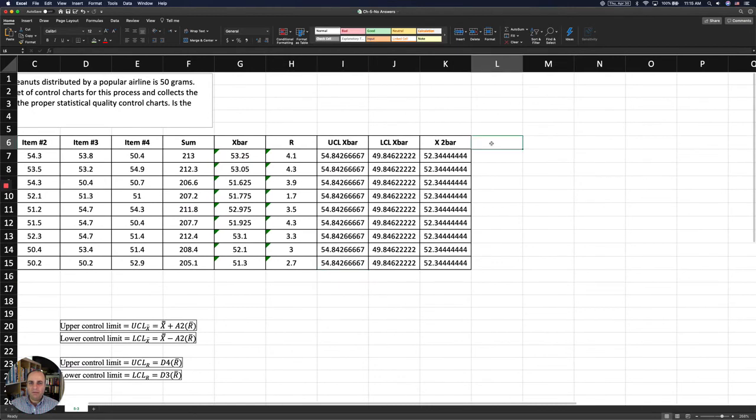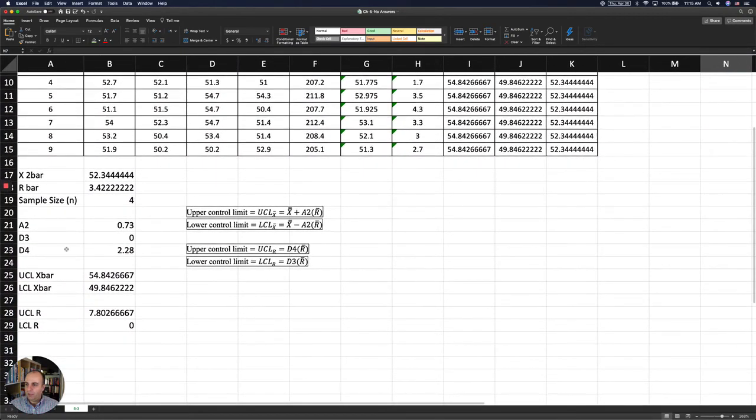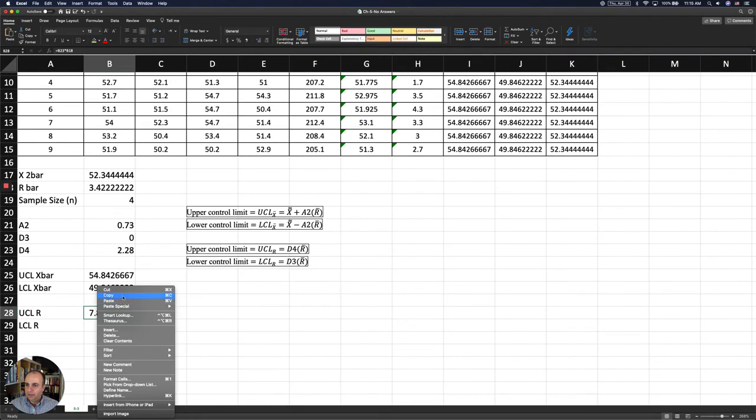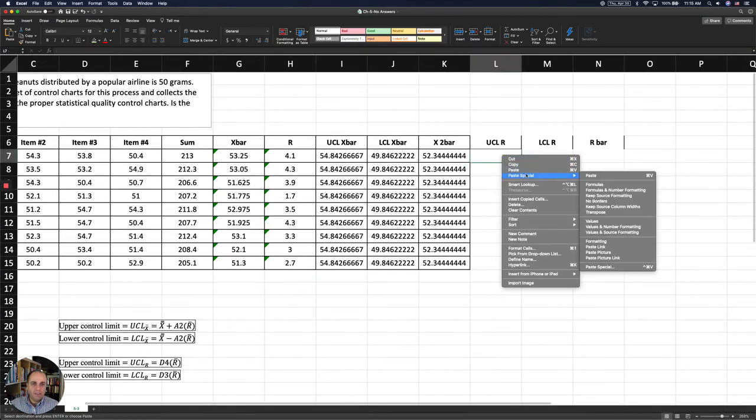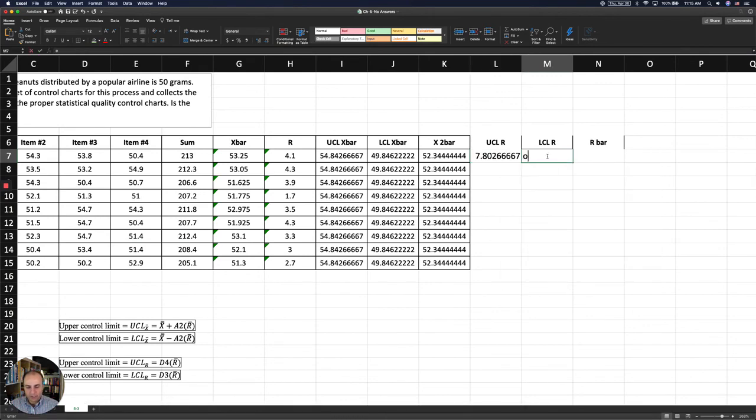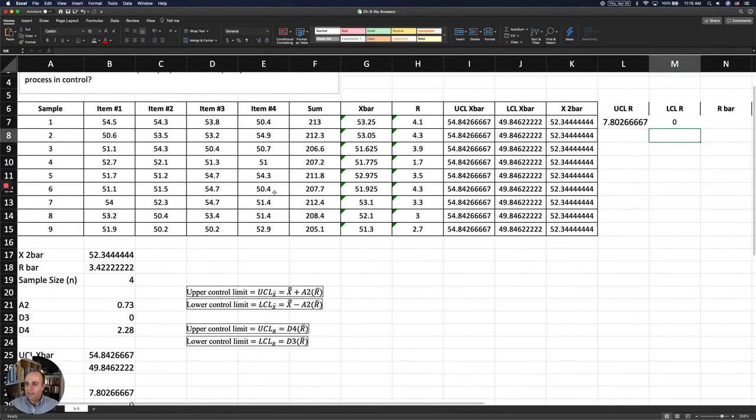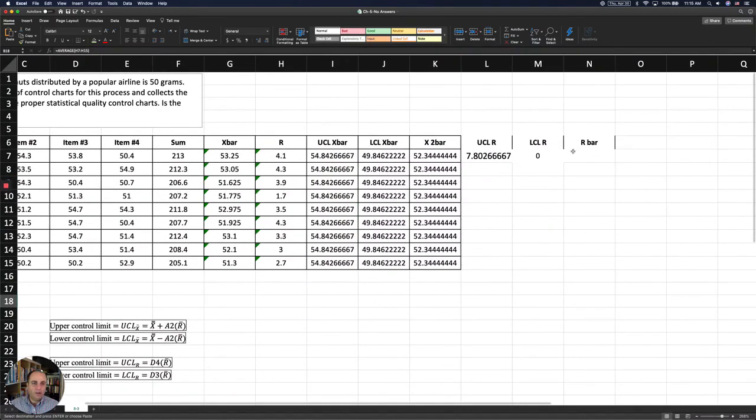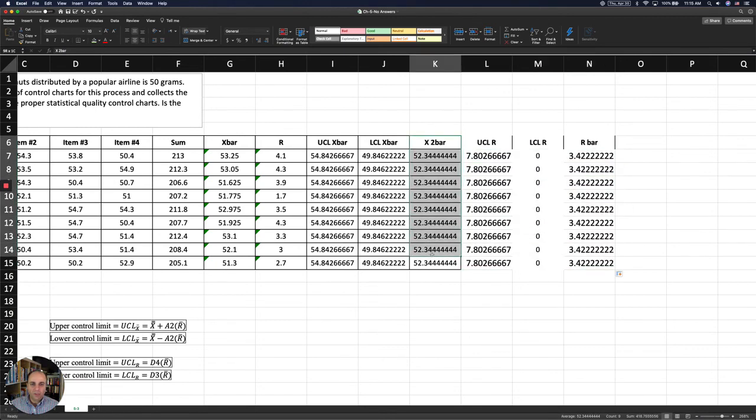I need to build the same thing for the R chart. So I need to have UCL R. I need to have LCL R. And I need to have R bar. Again, I just copy the values of UCL R and paste special only values. LCL, I know that it is 0. And R bar, it's right here. I copy it and again paste special only values. Drag everything down. Change formatting. And I'm almost done.